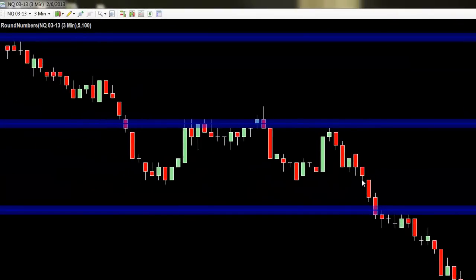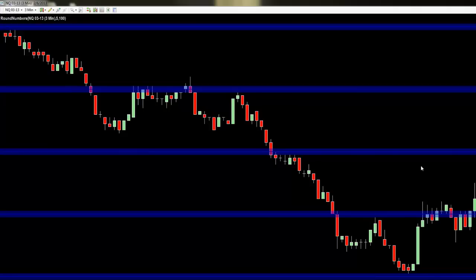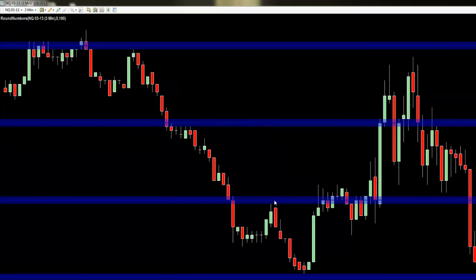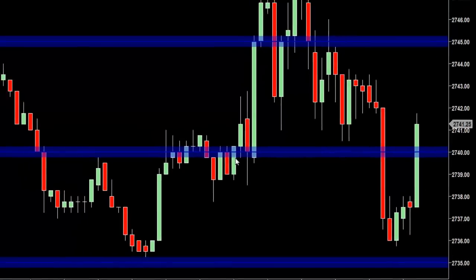And like I was saying earlier, if it breaks down through these even levels, like in this case, here's 2745, price just keeps continuing to fall. We do get a pullback here, and then once again, notice at 2740, it's pretty much where price stops traveling up. We get another break to the downside, and at 2735 even, which is right here, we see that price stops and then price travels back up again.